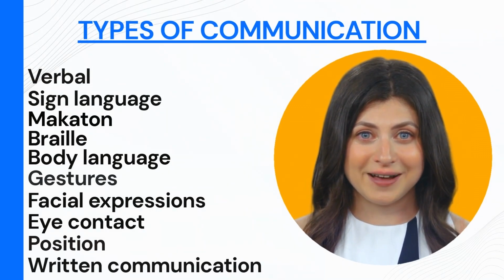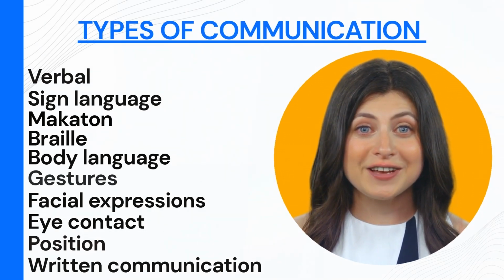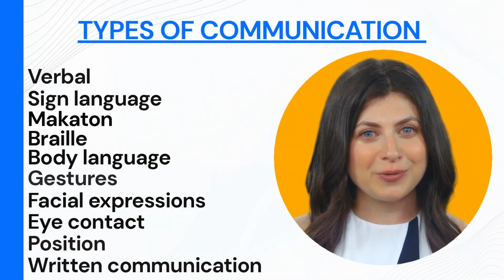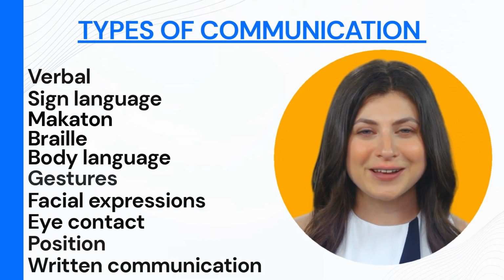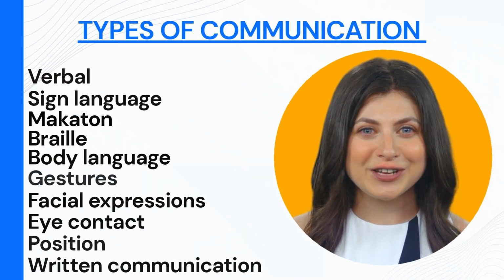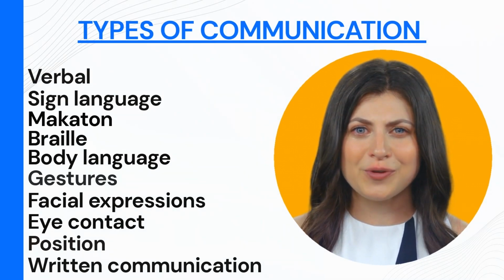Eye contact. Maintaining good eye contact is an important way for a worker to show that they are engaged and listening. Position. The way that we stand, sit, or hold our arms when we are talking will provide others with clues about our feelings, attitude, and emotions. Written communication. This method is used to send messages, keep records, or provide evidence.